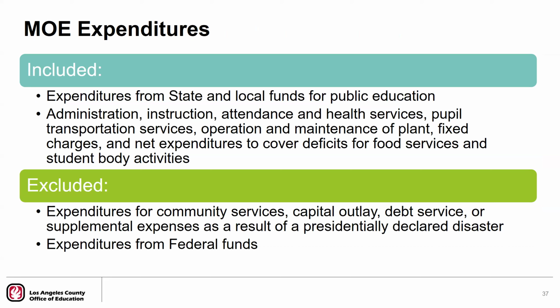The maintenance of effort calculations include expenditures from state and local funds for public education, and that includes administration, instruction, attendance and health services, student transportation services, operation and maintenance of plant, fixed charges, and net expenditures to cover deficits for food services and student body activities. Expenditures that are excluded from the calculations are those for community services, capital outlay, debt service, supplemental expenses as a result of a presidentially declared disaster, and expenditures from federal funds.